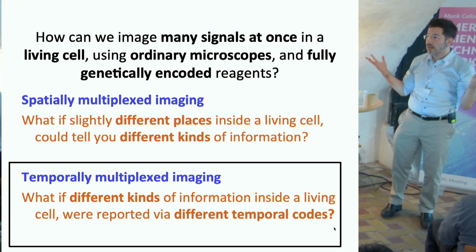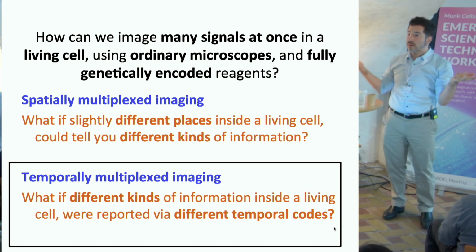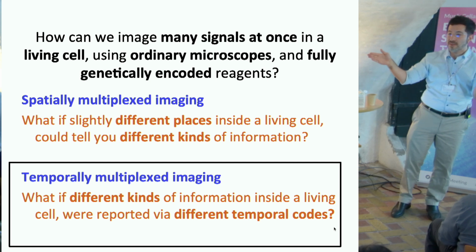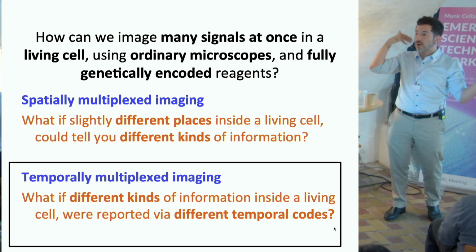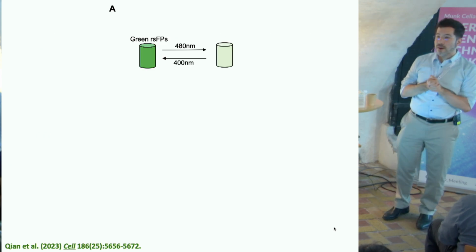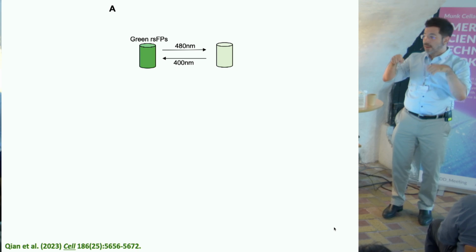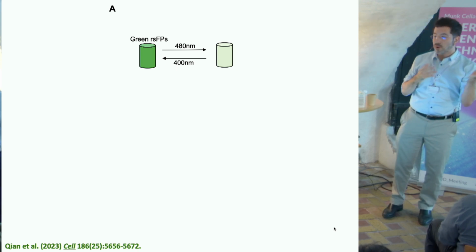So the core idea here is, what if different signals in a cell could have different musical instruments? You could take a brief movie of the cell and do the same transform that our ear does and invert it and get all the signals. So we can't make musical instruments that small, but it turns out that there are fluorophores that flicker back and forth when you illuminate them in the right way.